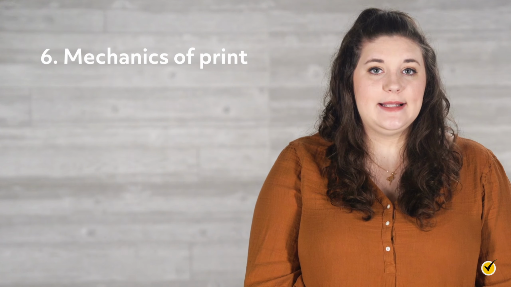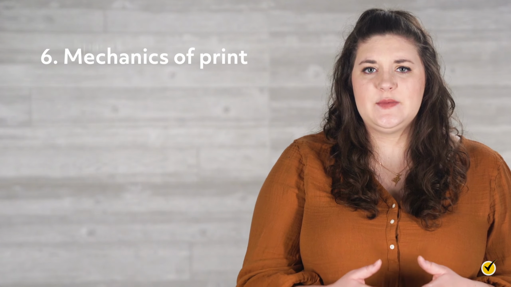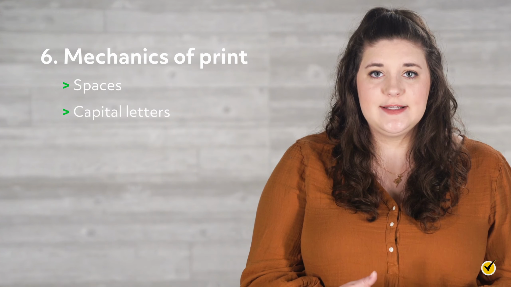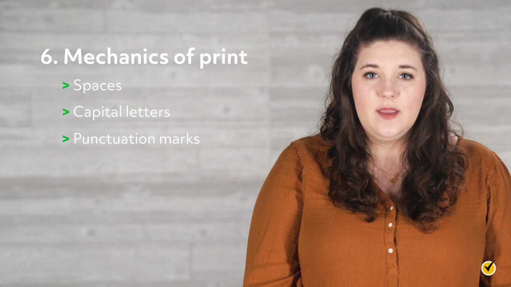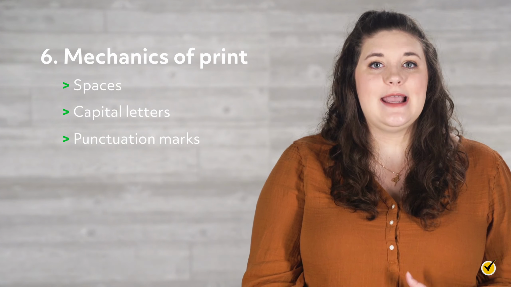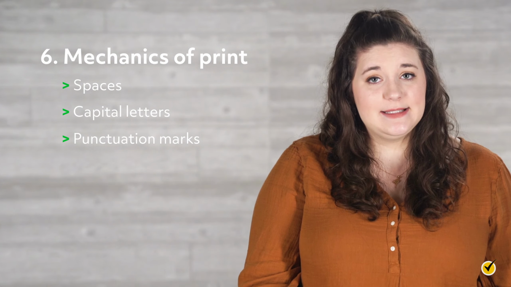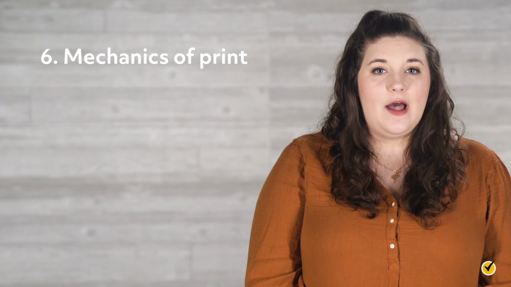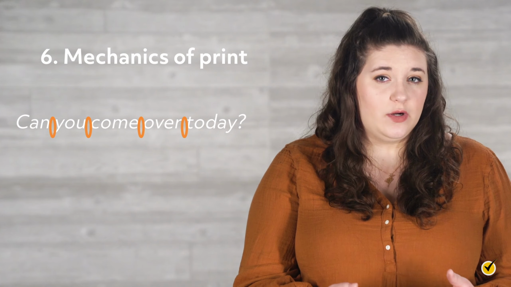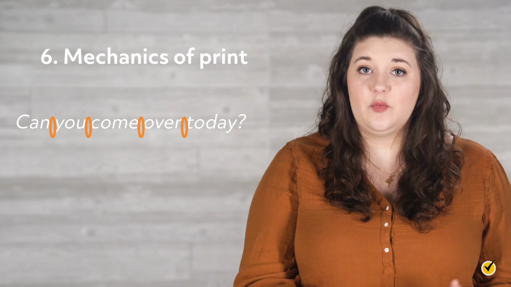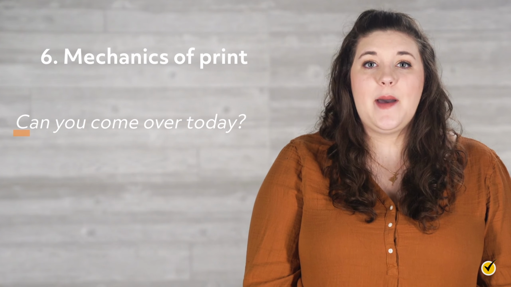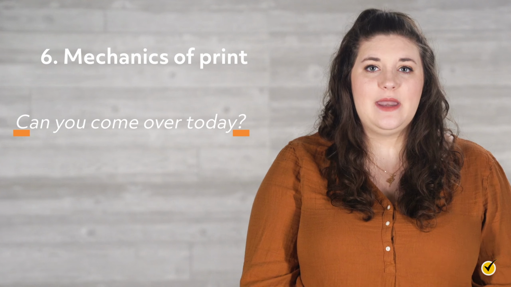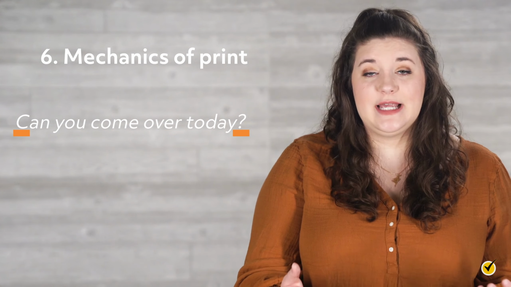Children must also learn the mechanics of print. This includes separating words with spaces, beginning sentences with capital letters, and ending sentences with punctuation marks. They must also learn that periods, question marks, and exclamation points indicate different types of sentences, and these types of sentences are read with different types of expression. During read-alouds, teachers should draw attention to the spaces between words, and they should model appropriate word spacing when writing. Teachers should also point out capital letters and ending punctuation marks when reading, and model how their voice sounds different when reading different types of sentences. They should also model how to include capital letters and punctuation marks in their own writing.